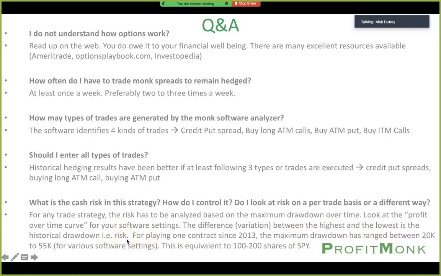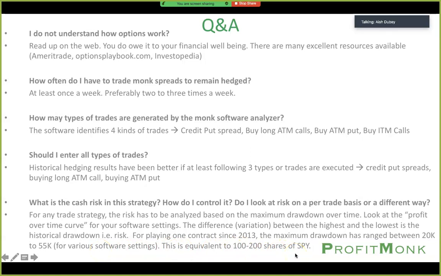Okay, so if you look at it from a per trade basis, that's mathematically incorrect to look at the risk that way if you are executing a lot of trades. Now, for playing one contract since 2013, what I have seen is for different kinds of settings, the maximum drawdown has ranged between 20K to 55K. So basically, this is equivalent to 100 to 200 shares of SPY.